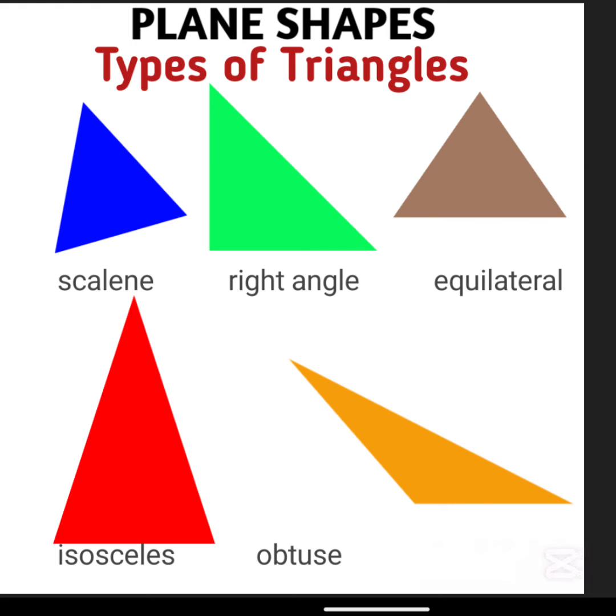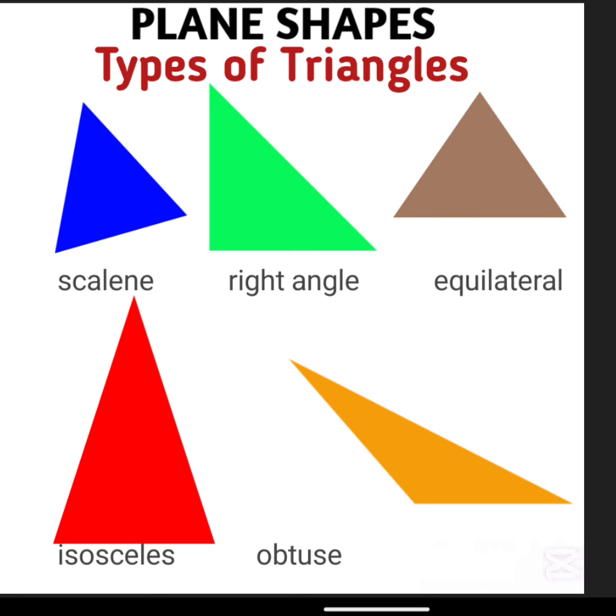The equilateral triangle has 3 equal sides and 3 equal angles. So no matter the size of the equilateral triangle, the angles will always be 60, 60, 60 degrees. Then we have the isosceles triangle, which is a triangle that has two sides equal and two angles equal. And then we have the obtuse triangle, which is a triangle that has one angle larger than 90 degrees.